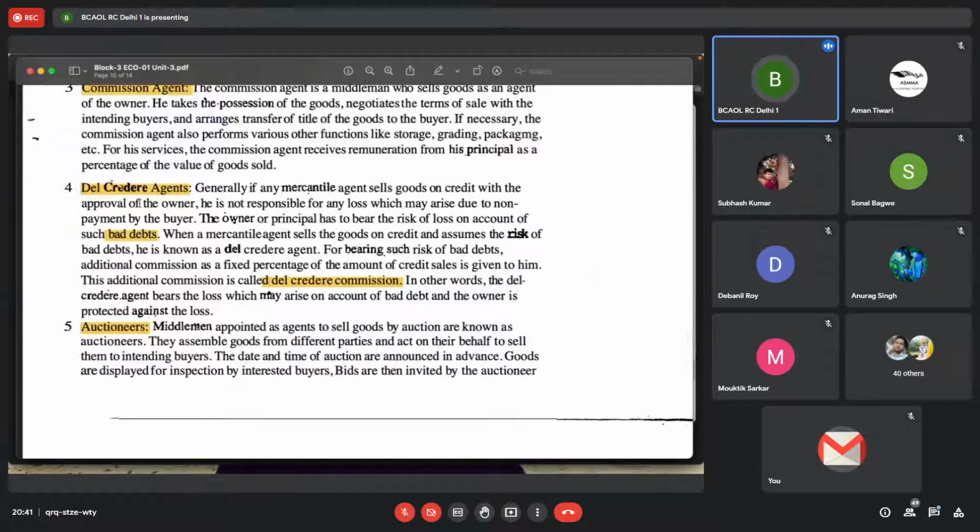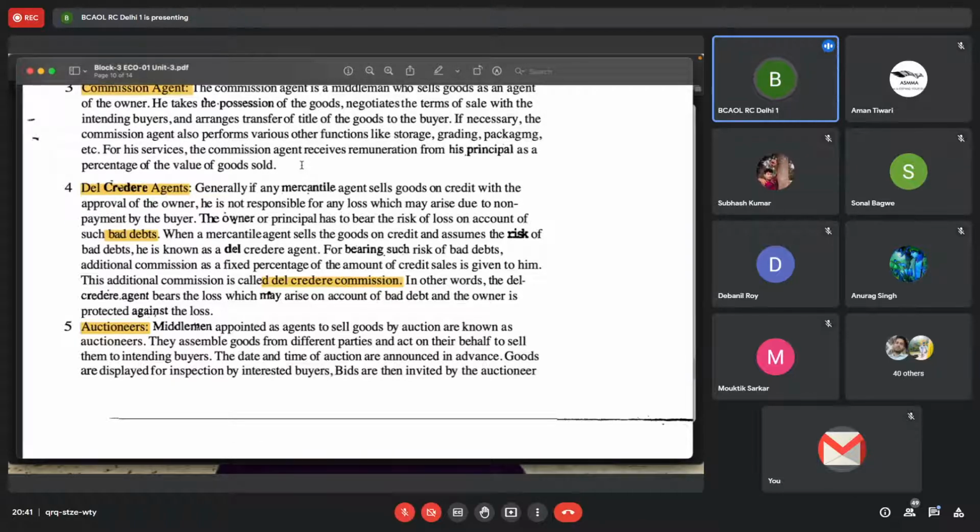Del credere agents are a special type of agents which take into account the bad debts. What happens is that when you do credit sale, a sale can be in cash, like you're paying cash and things are getting done, but most of the business is done on credit.